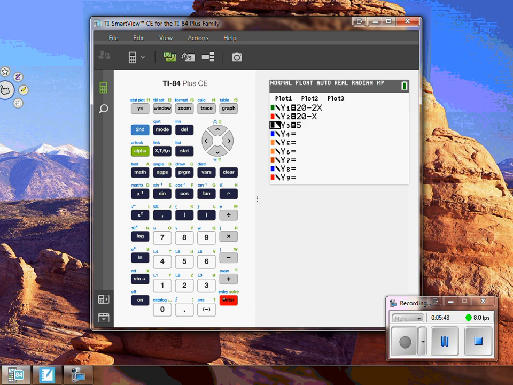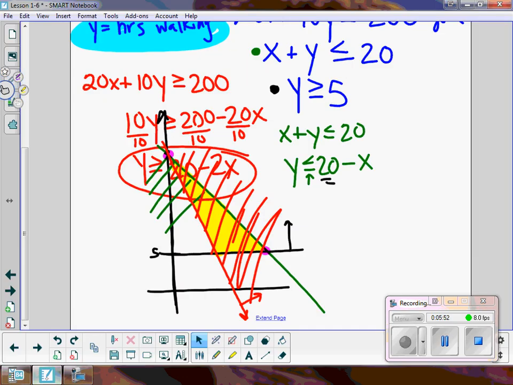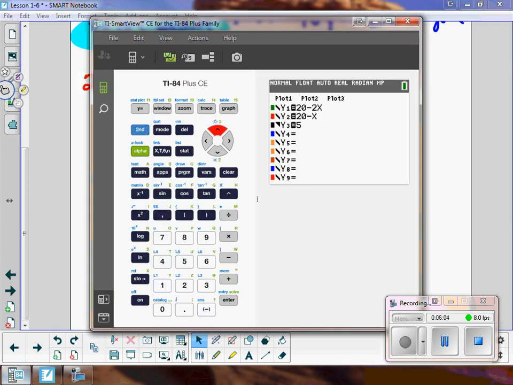Okay. For y2, which was 20 minus x, I have my color coding backwards. So I'm going to go ahead and make this one green on my calculator, and I'm going to shade below it. So back to the calculator. I'm over here to the left, and I'm going to hit enter. I'm going to change the color on this one to green, and I'm going to shade below it because it was less than. So you click twice to shade below that line.